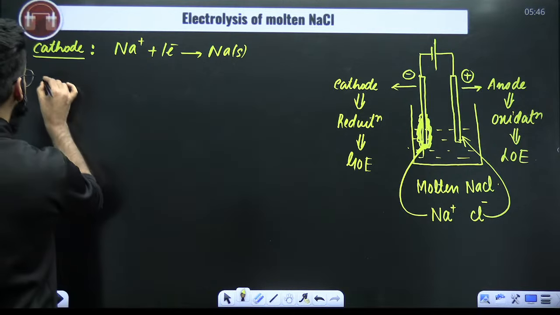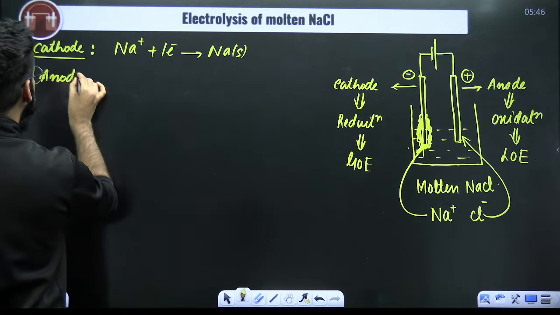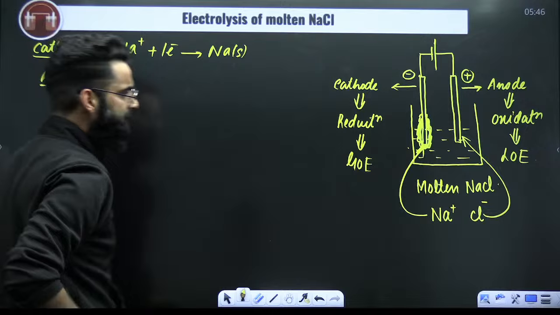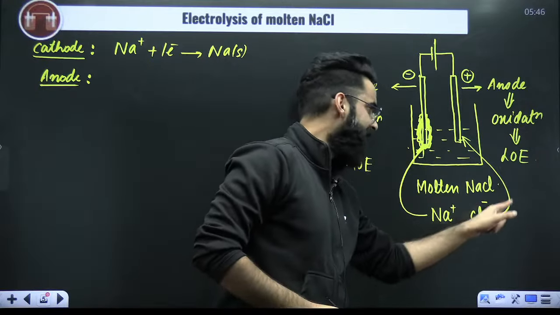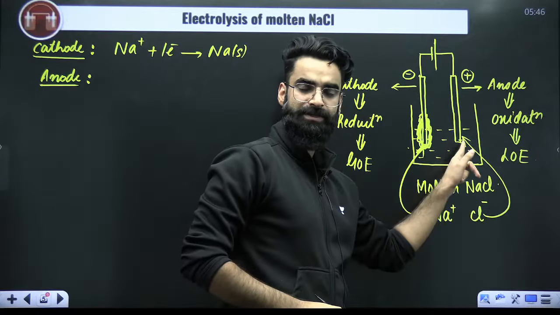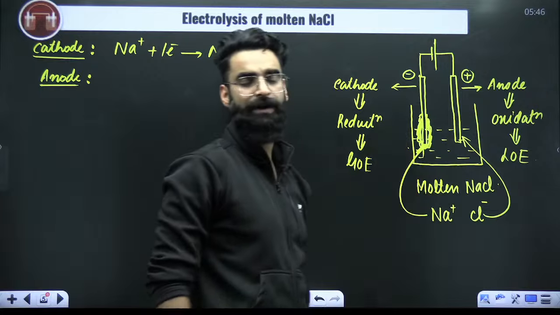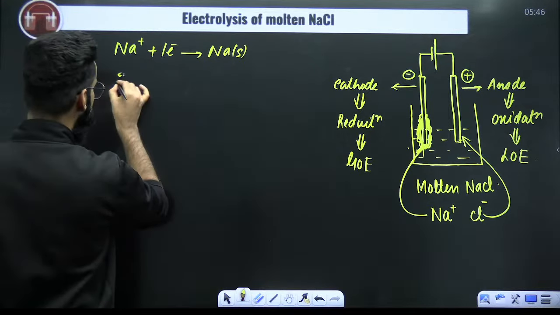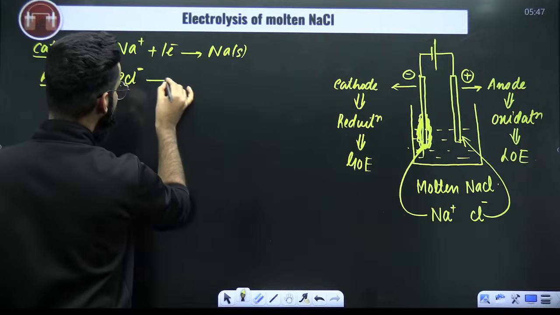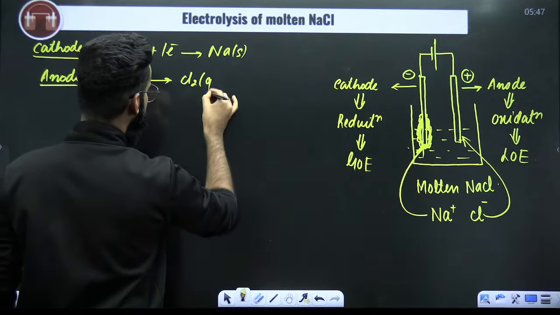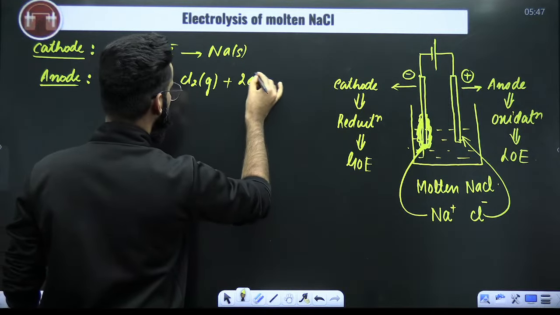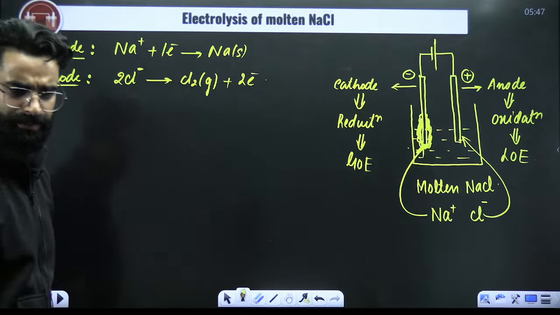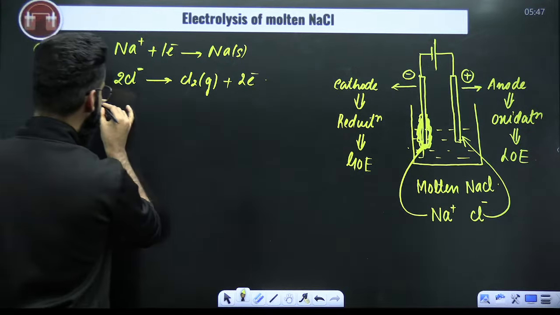In a similar way, if I ask you what is happening at the anode, oxidation takes place, right? At the anode, Cl- will go and undergo oxidation. Oxidation involves loss of electrons. So the reaction has to be 2Cl- converting into Cl2 gas, and with this, you will be getting 2 electrons as well. Perfect.